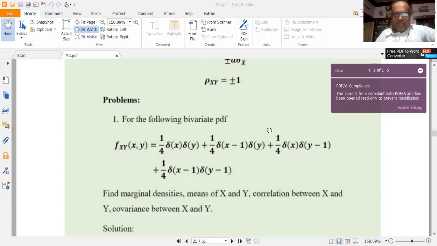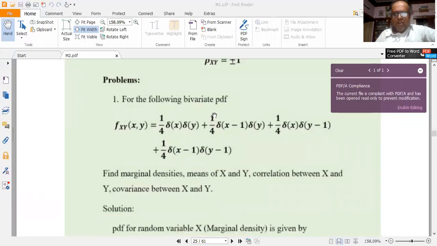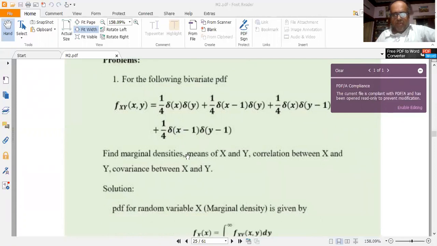The problem statement goes like this. For the following bivariate or joint PDF, fxy of x comma y, which is equal to 1 by 4 delta of x delta of y plus 1 by 4 delta of x minus 1 into delta of y plus 1 by 4 into delta of x delta of y minus 1 plus 1 by 4 delta of x minus 1 into delta of y minus 1. Find the marginal PDFs. Marginal densities means marginal PDFs. Then means of x and y, correlation between x and y, and the covariance between x and y.